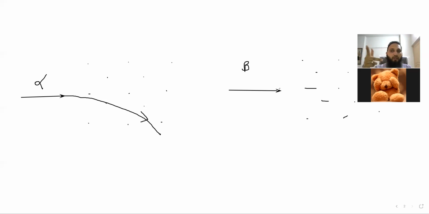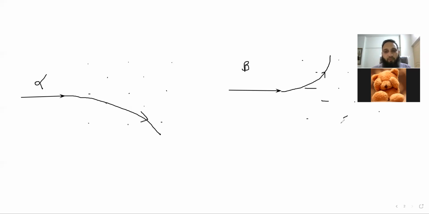And for beta, I will use the right hand. My first finger should point in the direction of the magnetic field, so it should point out. My second finger represents the direction in which the particle is moving, which is towards the right-hand side. My thumb is pointing up. So this beta particle will go up.